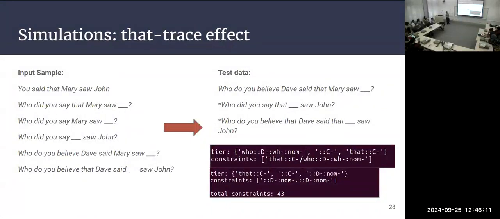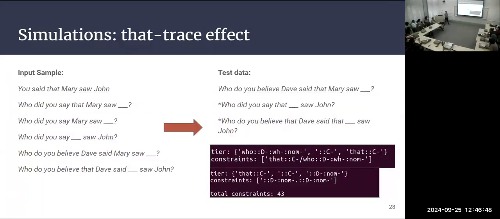So this is a simulation I did with that trace effect. The input sample is just these six sentences here. You can see they're all well formed according to this rule. We never have this "that" followed by an extracted subject, which would be the banned stuff. There's one without WH movement, and we have WH movement here. Then we have this embedded clause here, like "who do you believe Dave said Mary saw?" So we can do this nesting thing.